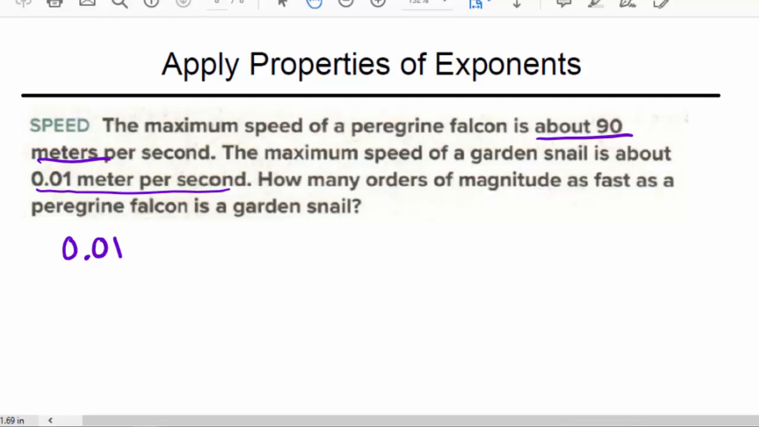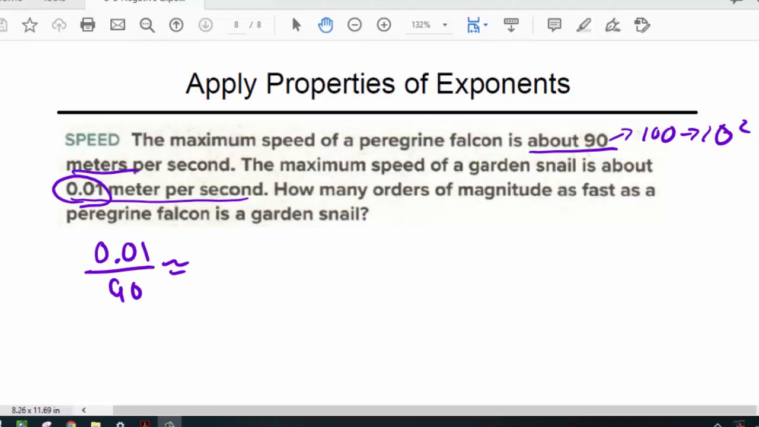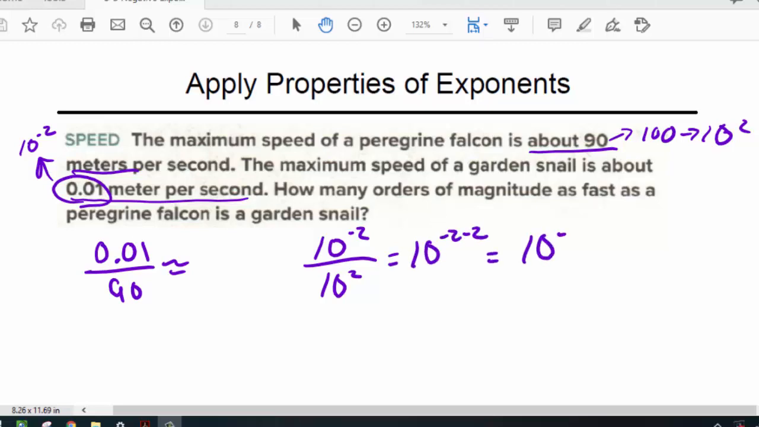Some of you will probably just set it up like this and divide by 90 and come out with some number. I would prefer to say that this one right here is about 100, so I'm going to write that as 10 to the 2nd power, and this one over here is going to be 10 to the negative 2 power, because that's 1/100. So I would prefer to take the snail speed in orders of magnitude, negative 2, and divide it by 10 to the 2nd power, and we'll get 10 to the negative 2 minus 2, or 10 to the negative 4th orders of magnitude as fast.